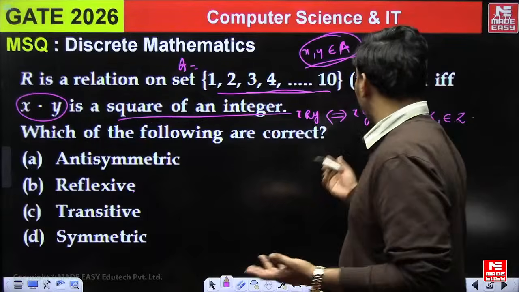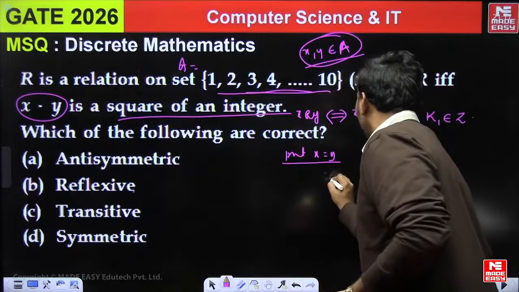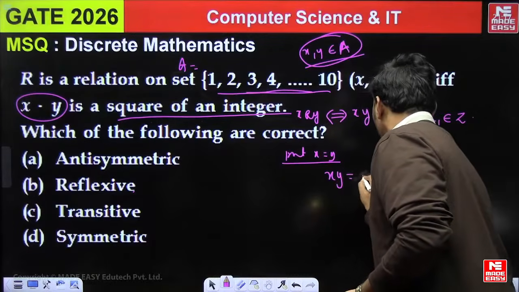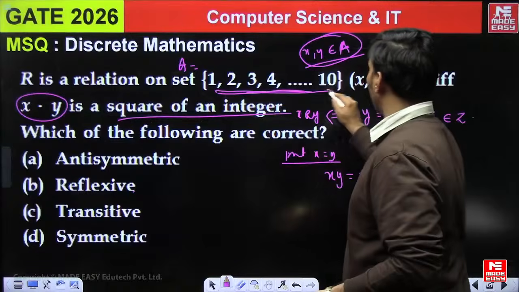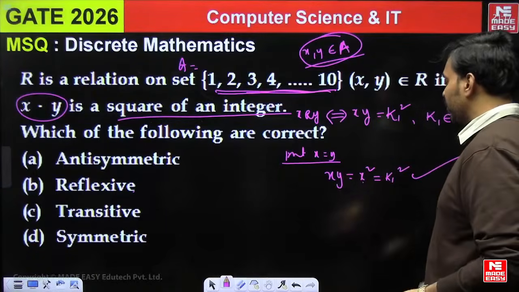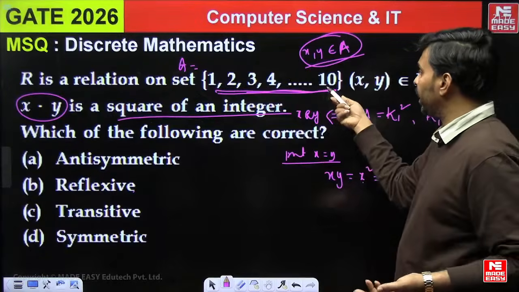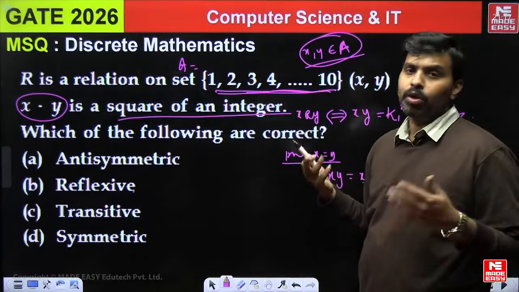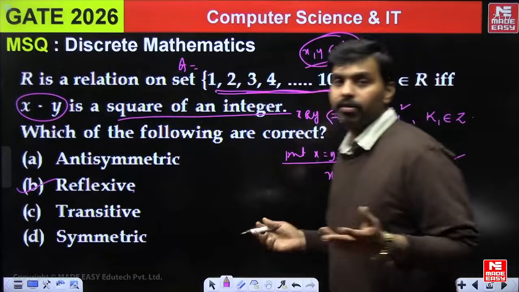Reflexive means what? Put x equal to y. Then xy becomes x square, which is perfectly a square of an integer, since x is an integer. So this is also an integer, perfectly satisfying the condition. That means any element you take, if you multiply them you will get the square of an integer only. Therefore it is reflexive here, correct.